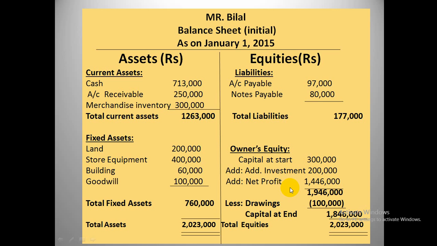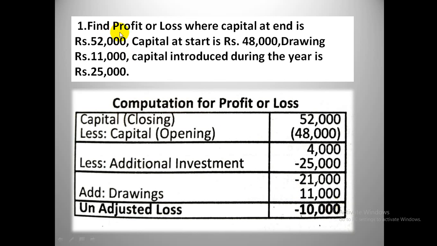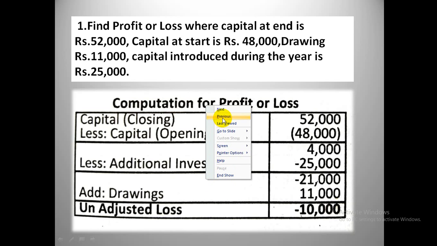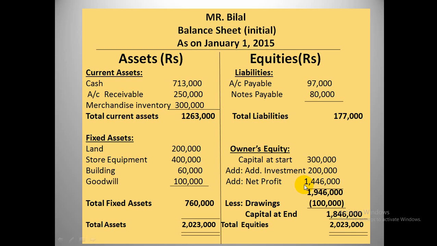So let's continue with the question. The first question is, find profit or loss where capital at end is this, capital at start is this, drawing is this, and capital introduced, that is additional investment, is this. Now this is the calculation which we can use. Let's see how we are using the owner's equity section to find out the profit or loss.